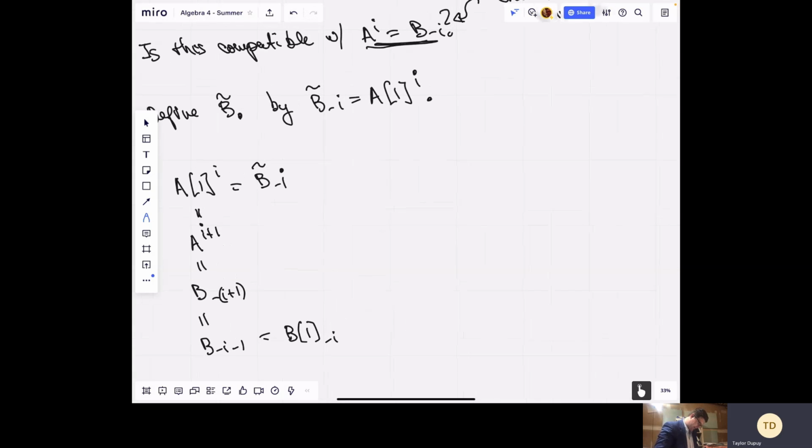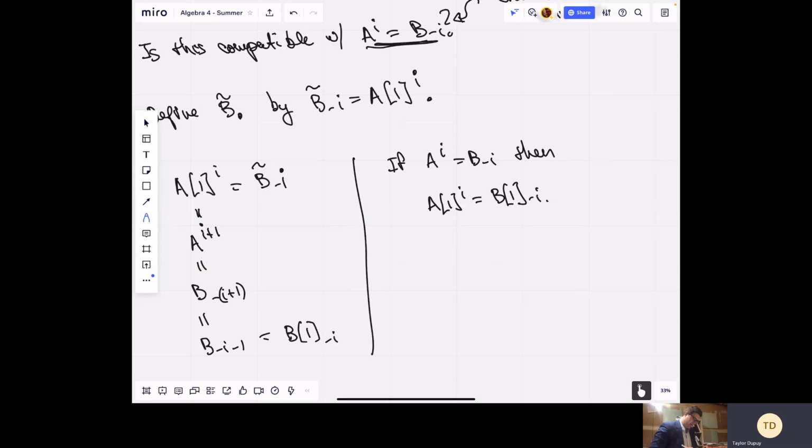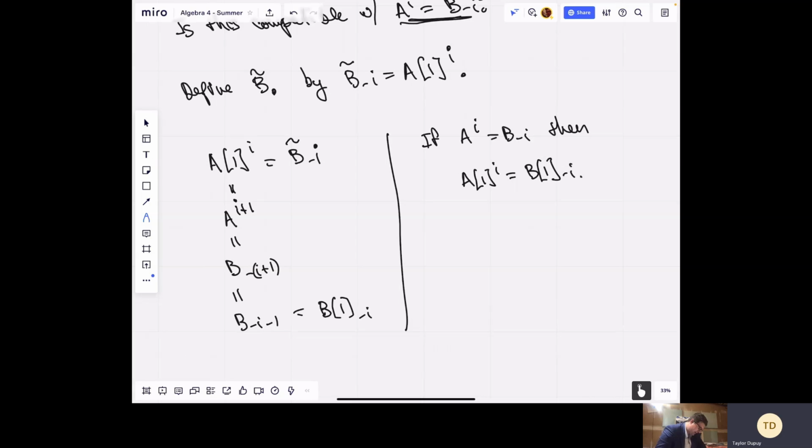So great, it is compatible. If A is defined to be this thing, then A_{1,i} is equal to B_{1,-i}. Okay, so with these conventions, it's compatible. You just need to shift on the left. So it doesn't matter if you shift on the left in homology or cohomology. It's always just shifting to the left.